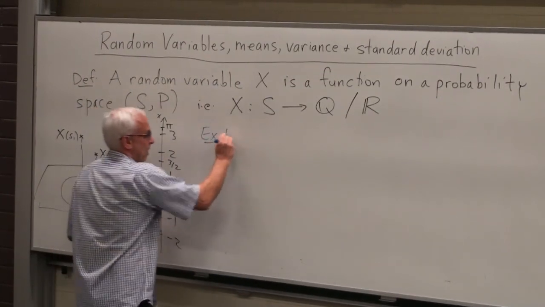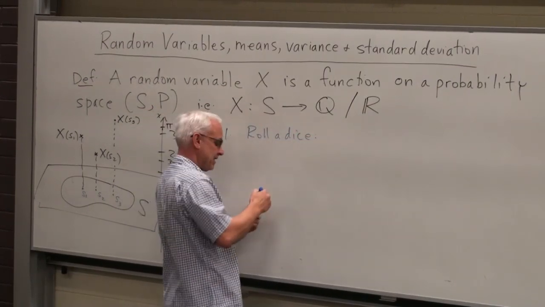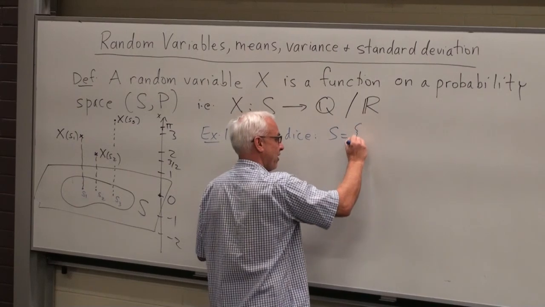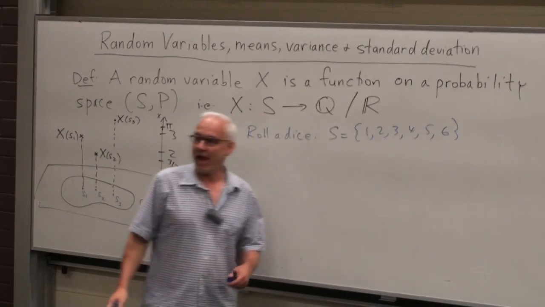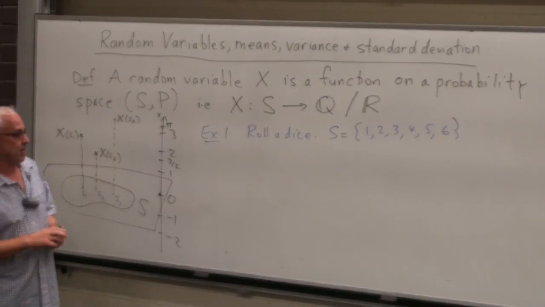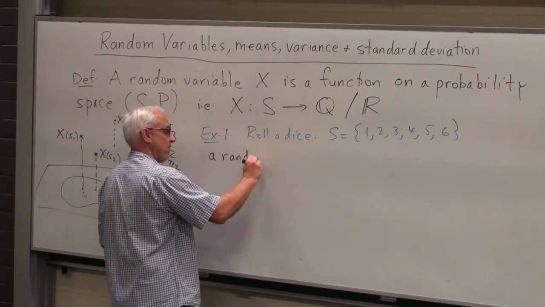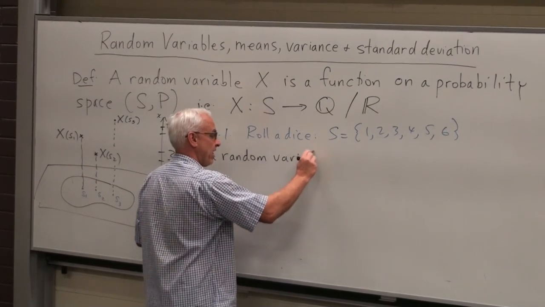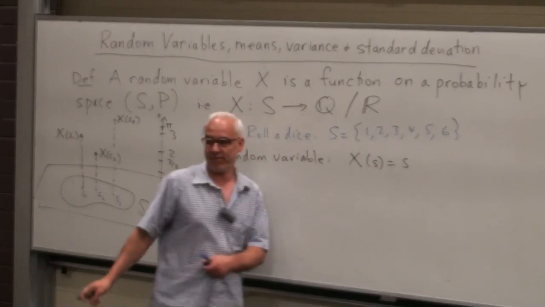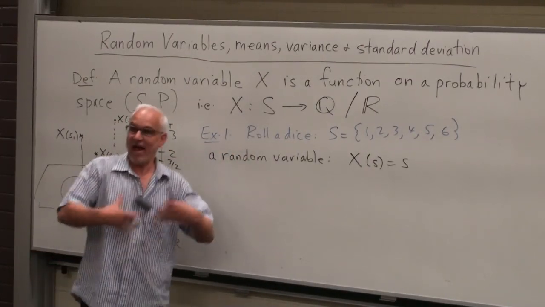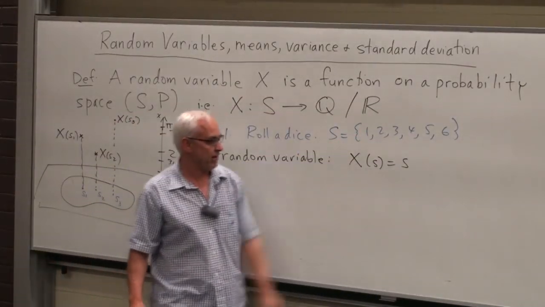So for example, we might roll a dice, in which case the sample space is the familiar set of possibilities, 1, 2, 3, 4, 5, 6. And then one possible random variable. Well, there's all kinds of random variables we could define on this space, but a random variable might be, for example, X of s might just be s itself. The actual value of the dice. That's a function because these are actual numbers.